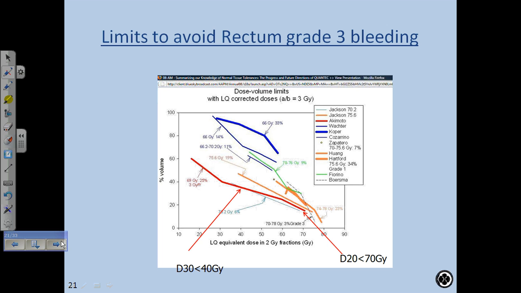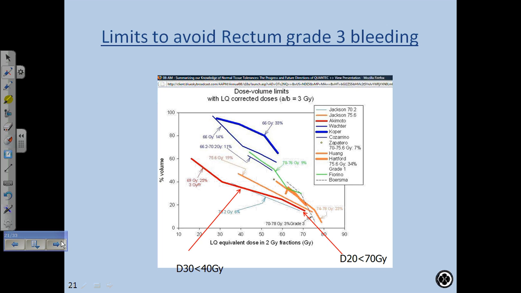This is just data. You know those tolerance tables that I've sent you guys, tolerance doses for structures? They all come from data like this. These are researchers that look at percent volume of, this is rectum, grade 3 bleeding, and how much dose it requires to get a certain toxicity level. So this is where all the data is, okay? They come from here.